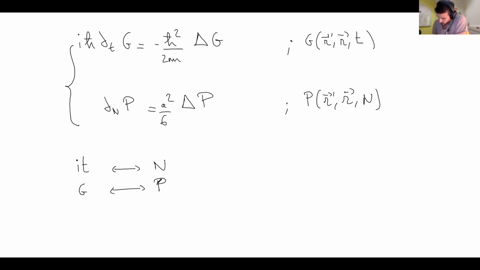What else do we have? We have h bar over 2m, which is mapped into the diffusion coefficient of the polymer problem. All right, and with that dictionary, you have really a correspondence between the two problems. They are strictly identical, provided that you transform time into a complex time. But this is just a mathematical trick.